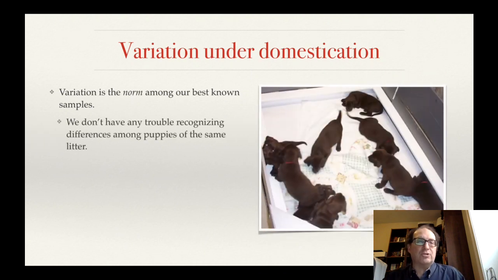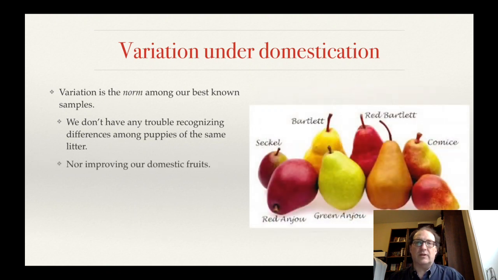Right? We don't have any trouble telling the difference between the puppies from a same litter. Nor do we have any trouble improving our domestic fruits, right? So these are all the varieties of pear, and they're all descended within historical record from a single species of pear. As we can tell exactly how we got from the original wild pears to these radical variation in domestic pears.